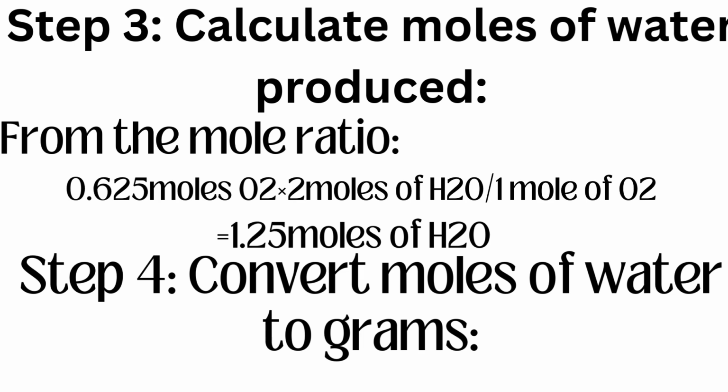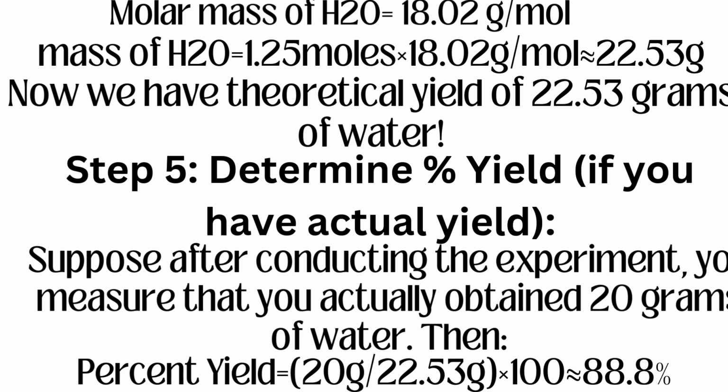Step 4. Convert moles of water to grams. Molar mass of H2O equals 18.02 grams per mole. Mass of H2O equals 1.25 moles times 18.02 g/mole, which is approximately 22.53 g. Now we have a theoretical yield of 22.53 grams of water.